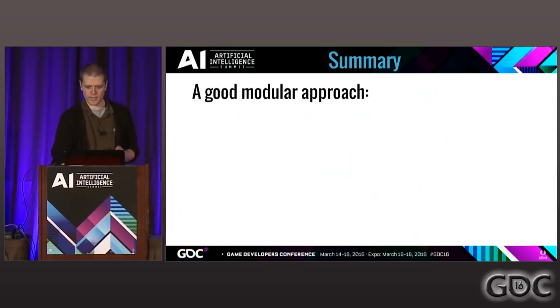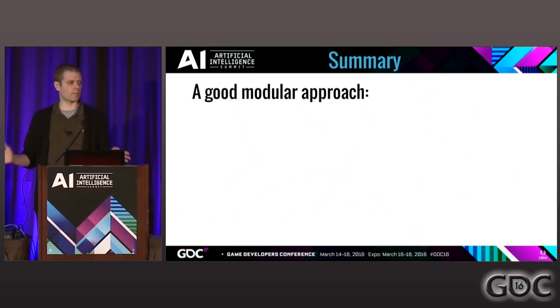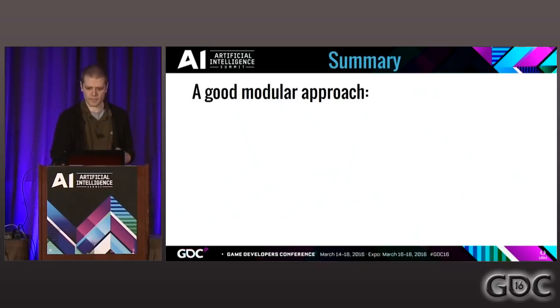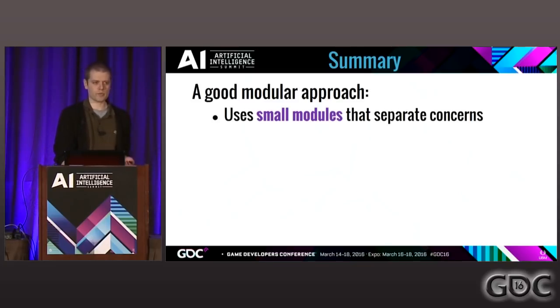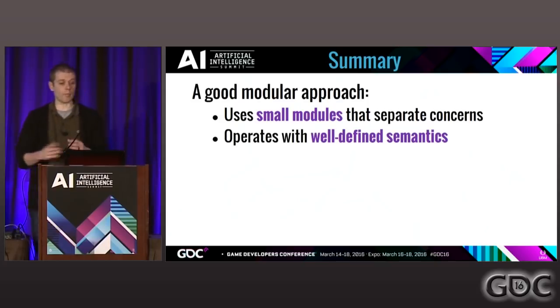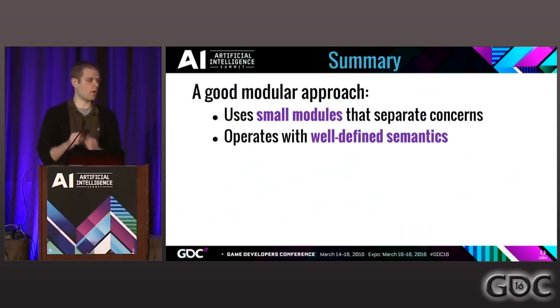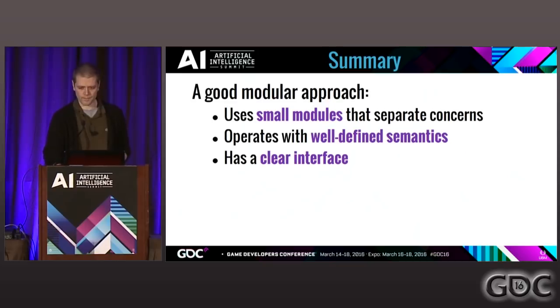So I'm just going to summarize. A good modular approach is going to check all these boxes. We're going to use small modules that do a nice job separating functional concerns. We're going to operate with a well-defined semantics so we can always understand how this thing should run. It has a clear interface so that people can understand how to connect it.